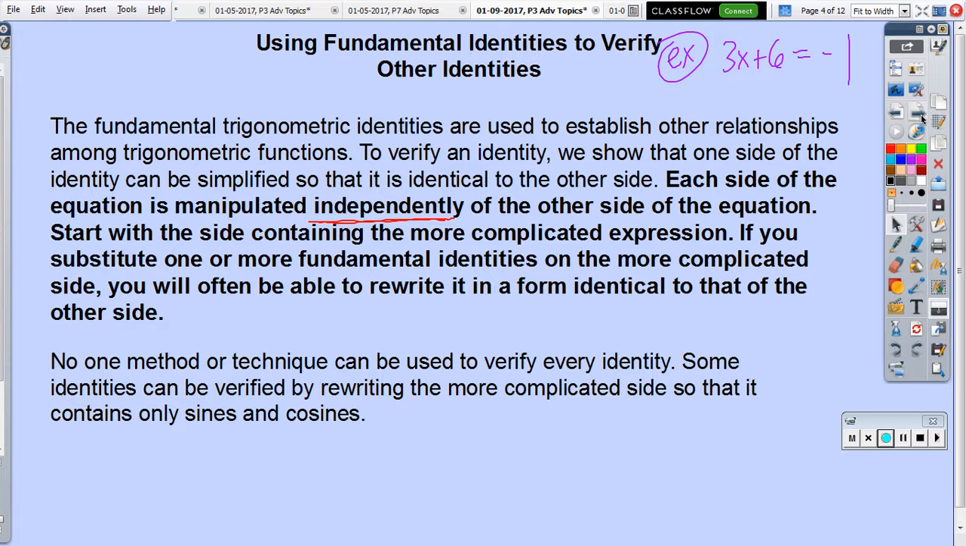In this case, we don't know necessarily if what we're given is true. We're going to verify to see if it's true. That's why we have to obey this rule here.